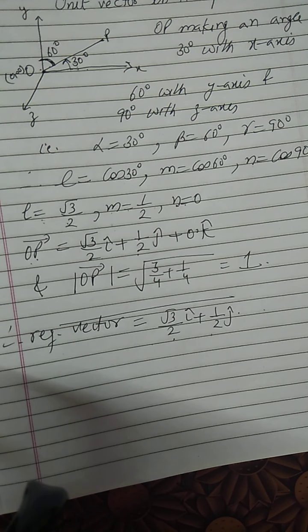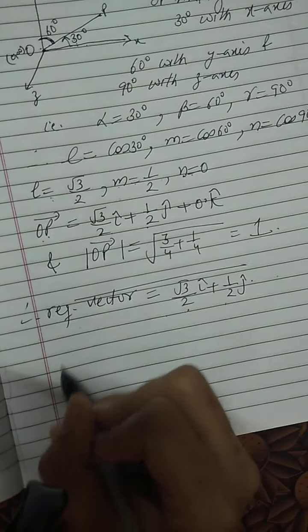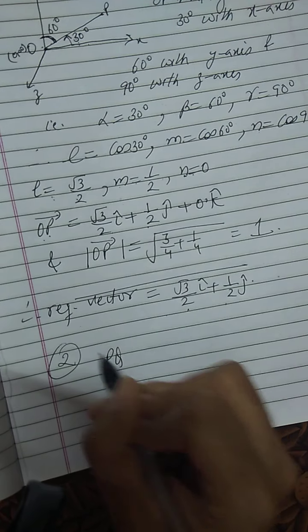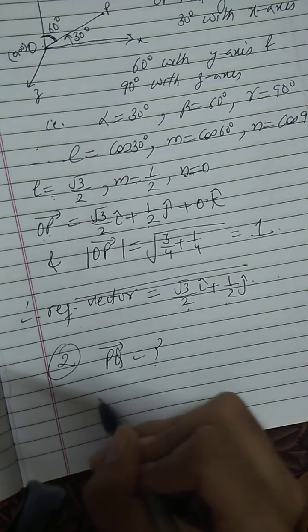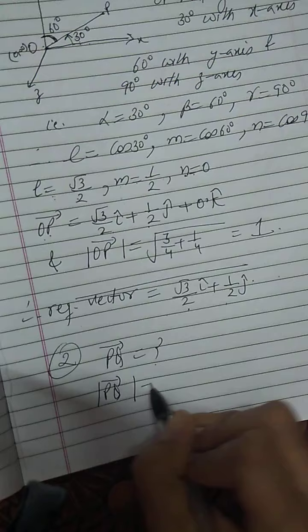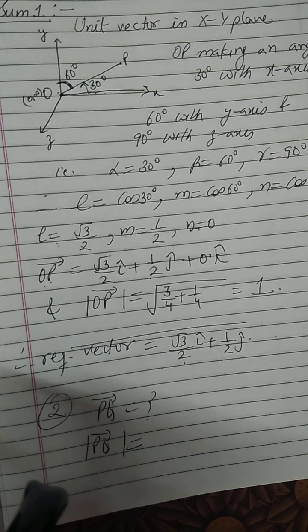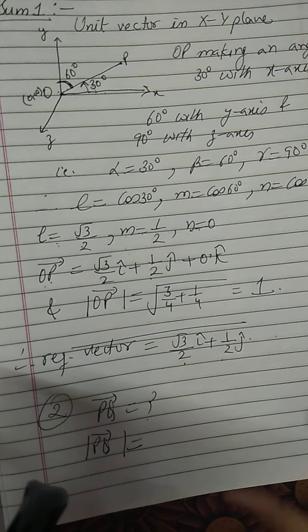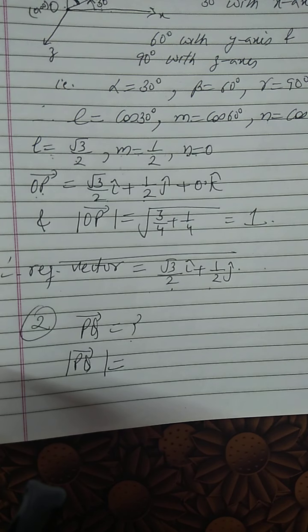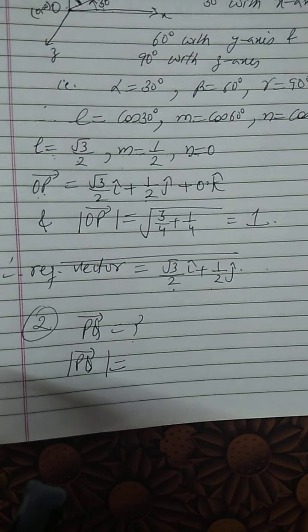Okay, now sum number 2 is find the scalar components and the magnitude of the vector joining the points. You will just find the PQ vector and then the magnitude of the PQ vector. I hope you will be able to do it, where the coordinates of P and Q are given. So this sum number 2 I am leaving for you people. Now we will discuss sum number 3.